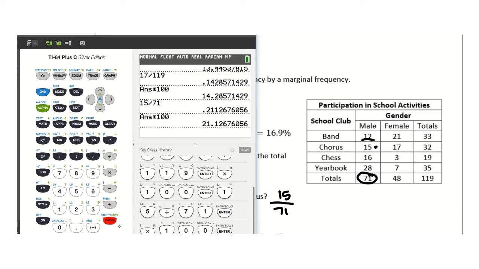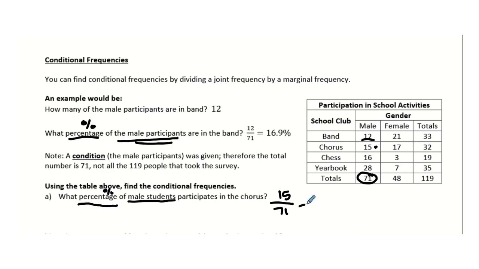And I get 21.1%. So again, 15 students are male and in chorus. That's out of 71 males. So 21.1% of the males that were surveyed participate in chorus.